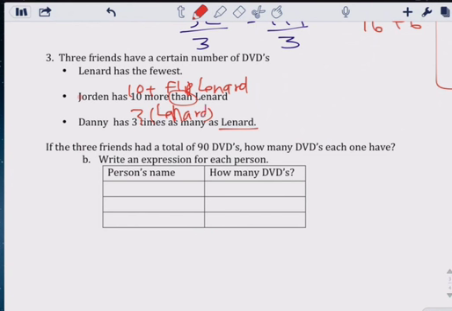Okay, so we have the person Leonard. They never give us any information on add, subtract, multiply, or divide, so we give him the letter L for Leonard. Jordan, we know he had 10 plus Leonard, so Leonard plus 10 because of the flip. Danny is 3 times Leonard.